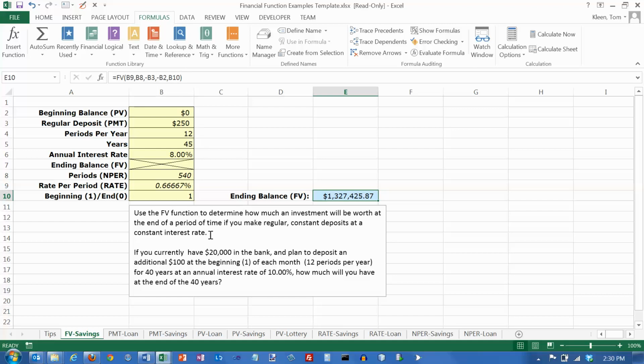So use the future value function to determine how much money you will have at some point in the future if you make regular constant deposits at a constant interest rate.